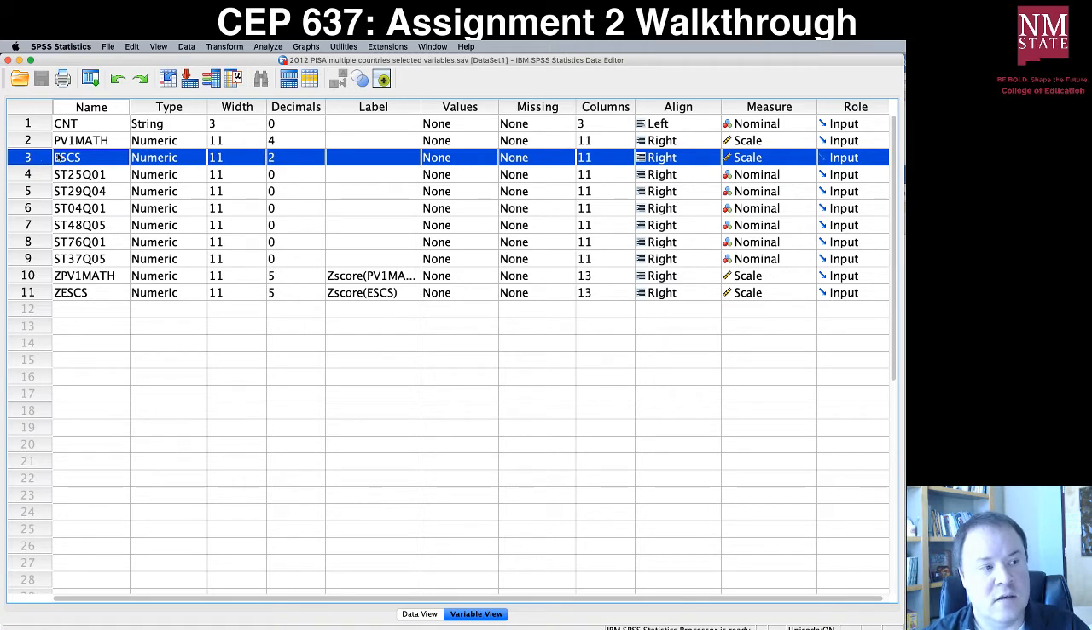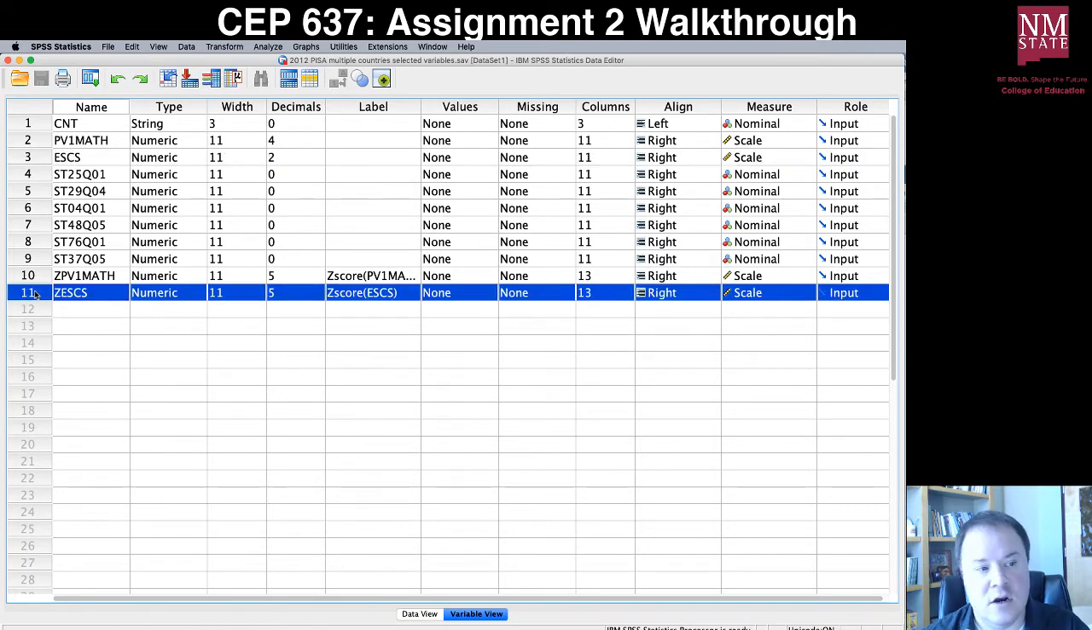So in this, ESCS is PISA's measure for SES, and 0 represents the average SES for the entire set of countries, whereas this SES down here, 0 represents the average for just the set of 6 countries that are included in this data set. And if you want to know what those 6 countries are, you can look back at the codebook to see.